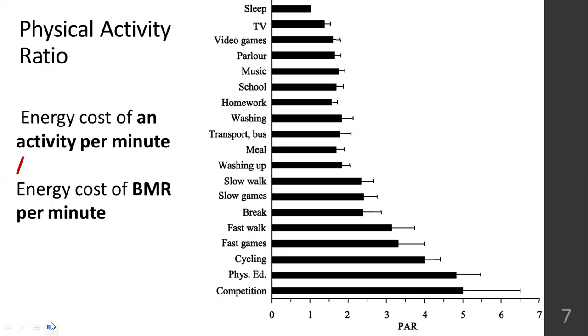So whatever is the answer when you do this division, numerator by denominator, that becomes your physical activity ratio. You don't have to do this actually, because scientists have already calculated the physical activity ratio for all the different activities, and that is what you see here on the graph. For example, if I ask you, from the graph you can answer.